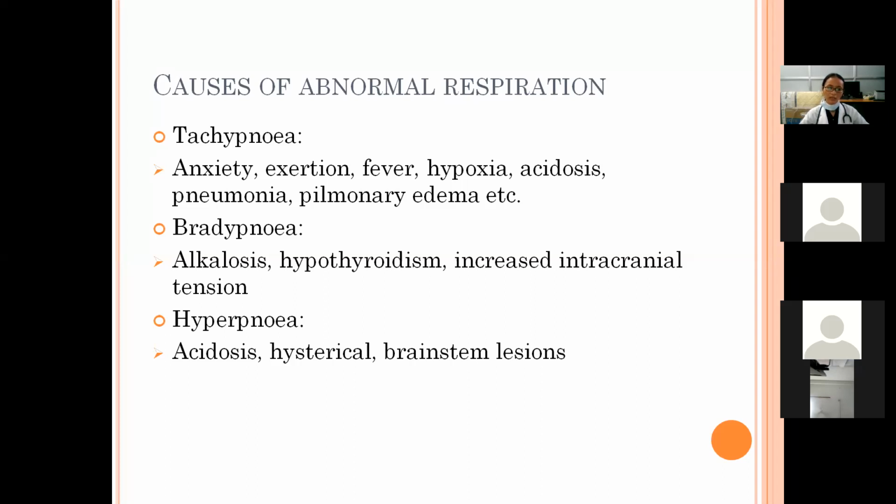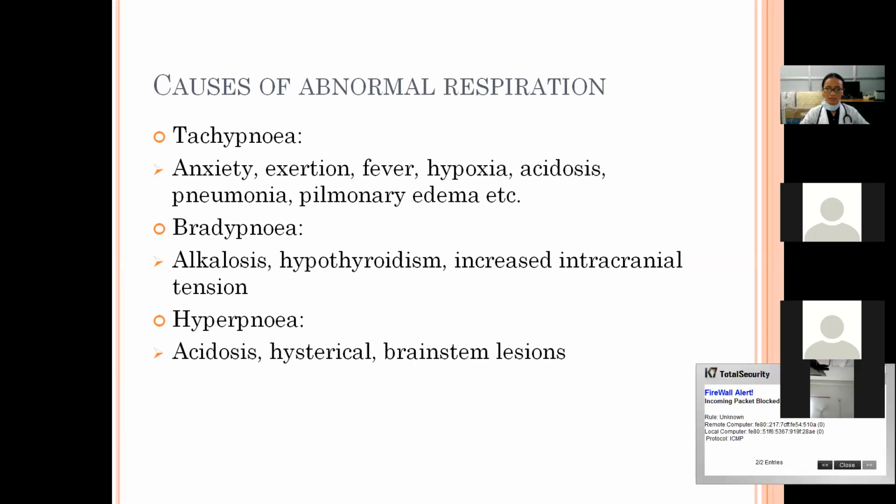Hyperpnea is excessively deep breathing, excessive prolonged deep breathing. Hyperpnea can be seen in conditions like acidosis. It can even be hysterical, where a child is just pretending, and it is also seen in brainstem lesions.